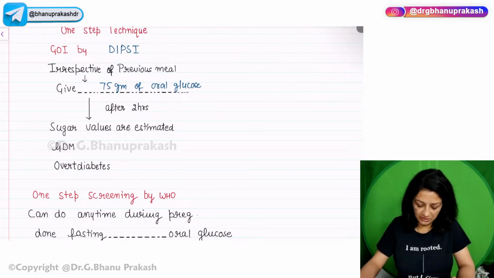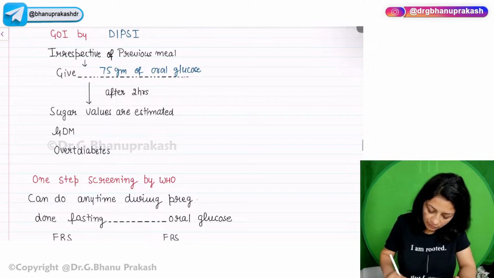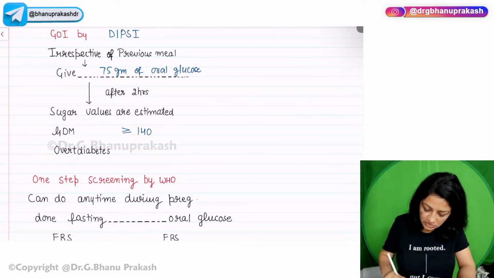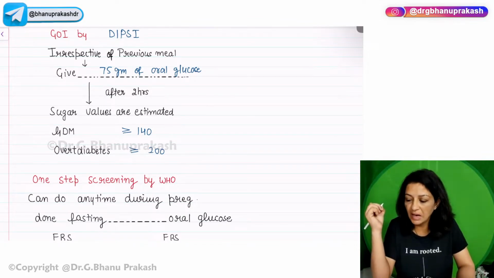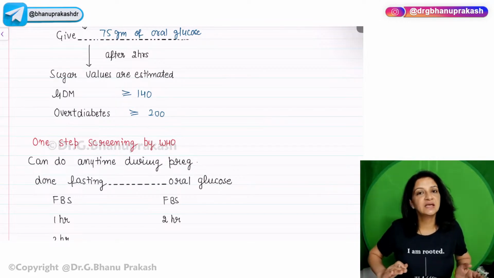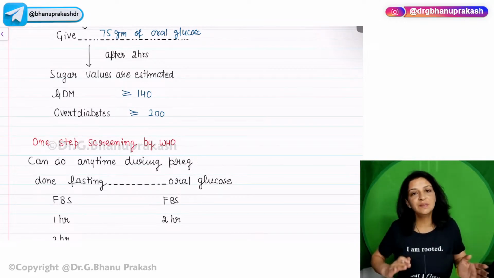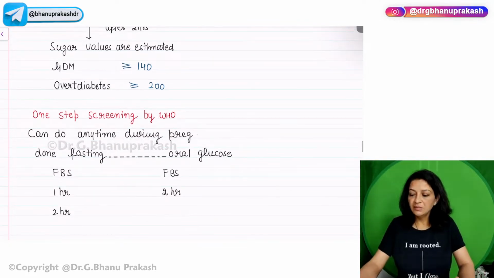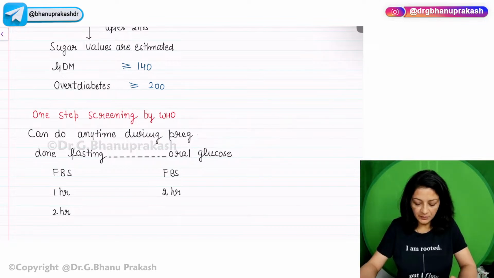If the values are more than or equal to 140, then the diagnosis is GDM. And if the values are more than or equal to 200, then it is diagnosed as overt diabetes. So what is the meaning of overt diabetes? It means the patient was already diabetic, diabetic even before conceiving, which we call overt diabetes. So GDM if the values are 140 or more, overt diabetes if the values are 200 or more. Okay.